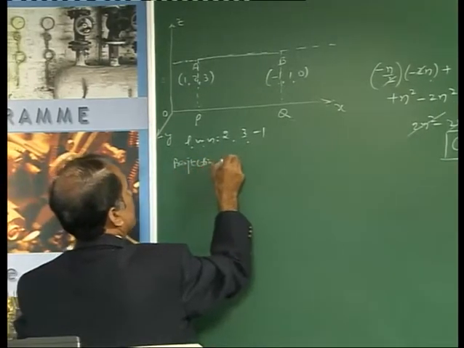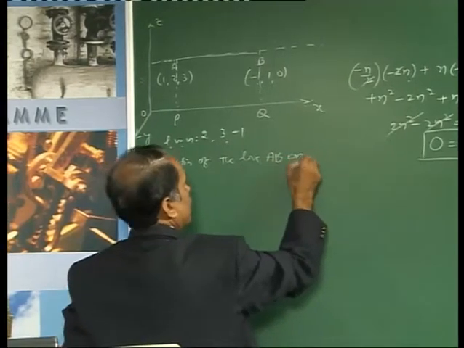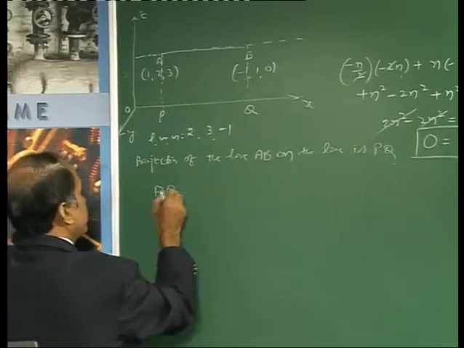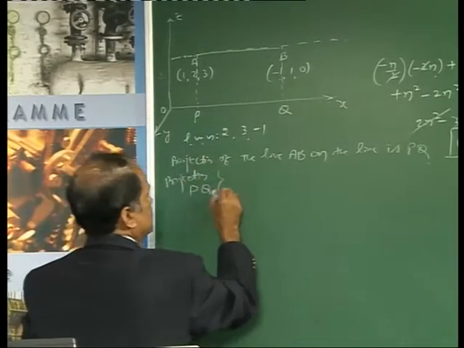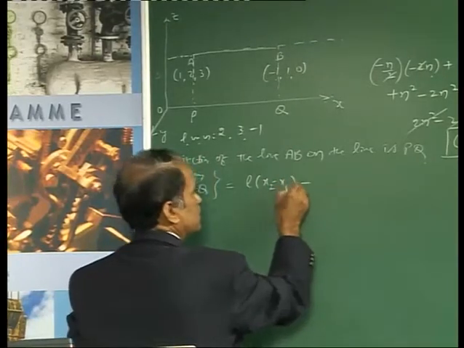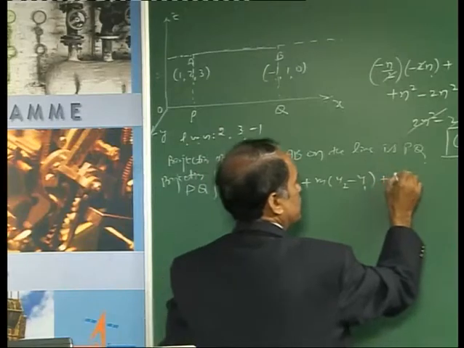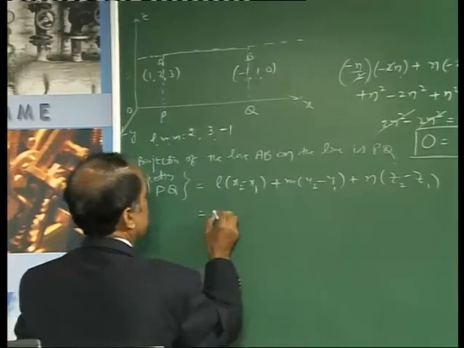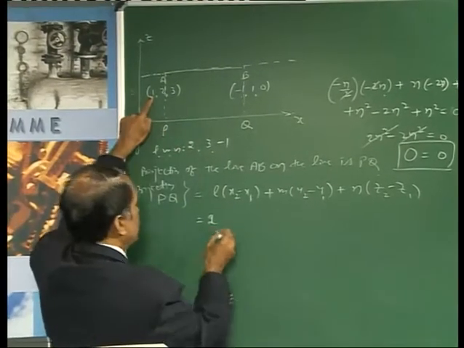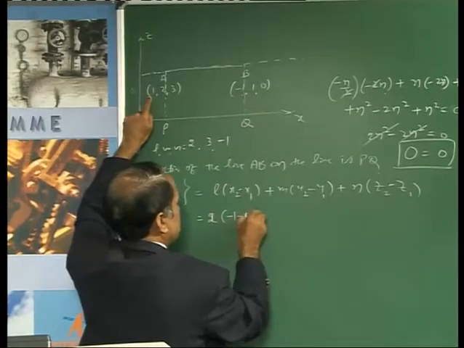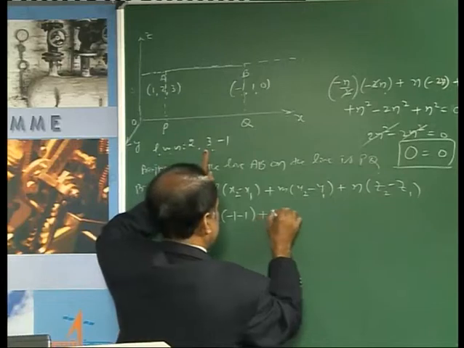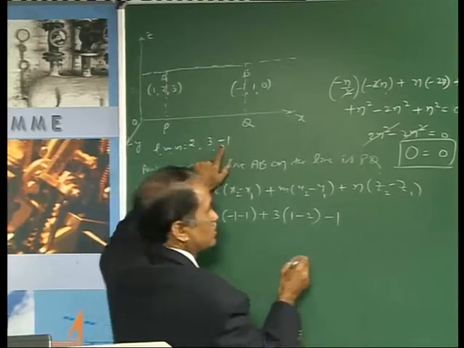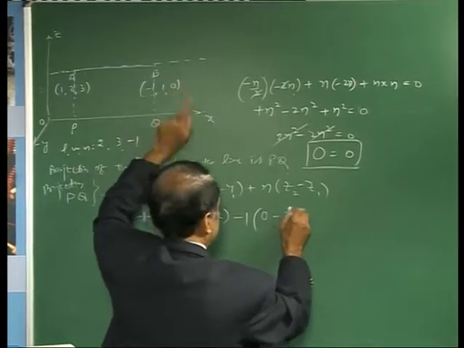Projection of the line AB on the line is PQ. Projection is equal to l(x2 - x1) + m(y2 - y1) + n(z2 - z1). You are given all the values, so that is 2 times (-1 - 1), plus 3 times (1 - 2), and minus 1 times (0 - 3).